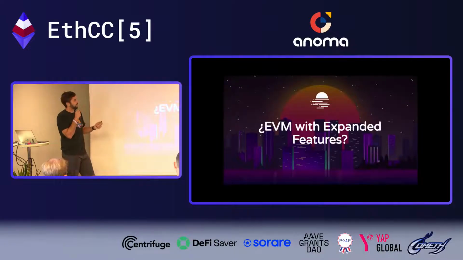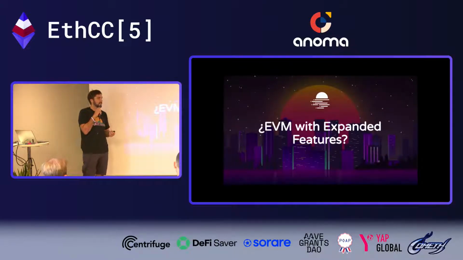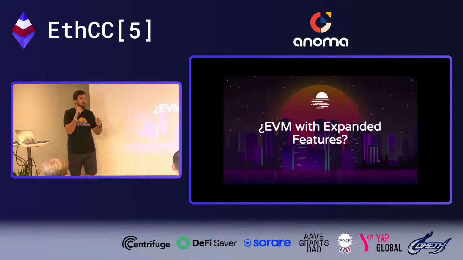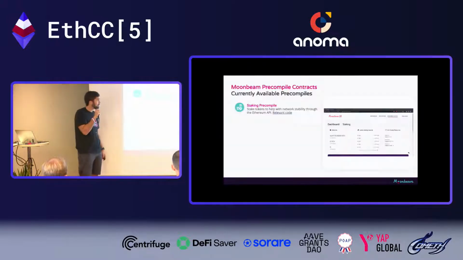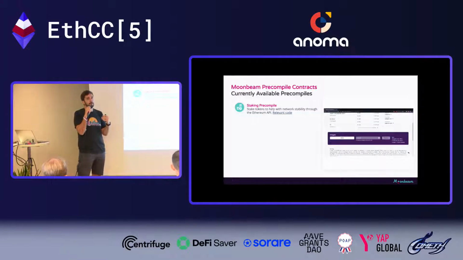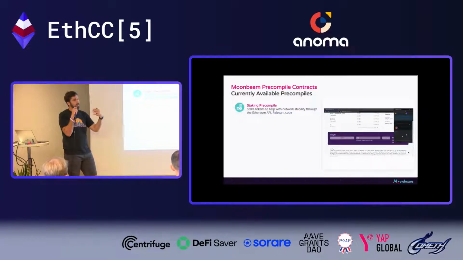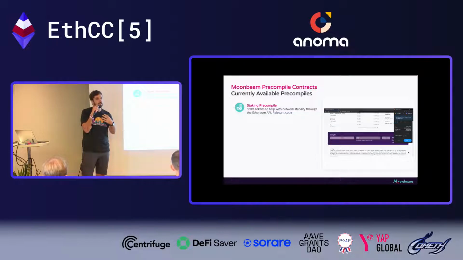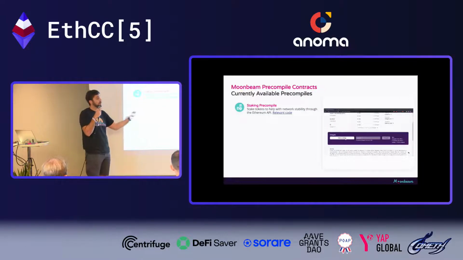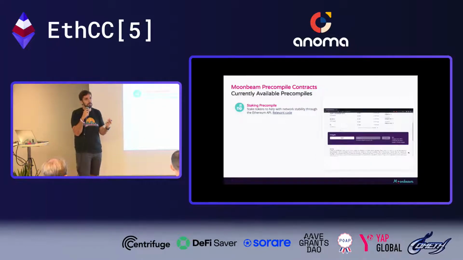All right, so I talked about EVM with expanded features, and this is something that not a lot of developers know. It's one of the features that I like the most, because sometimes the EVM is quite limited, and we provide extra functionalities. We have some precompiled contracts. The cool thing about precompiled contracts is that they allow you to access Substrate native features, features that are not inside of the EVM, from the Ethereum API. One example is the staking precompile, which allows you to do staking, since Moonbeam is a proof of stake network.